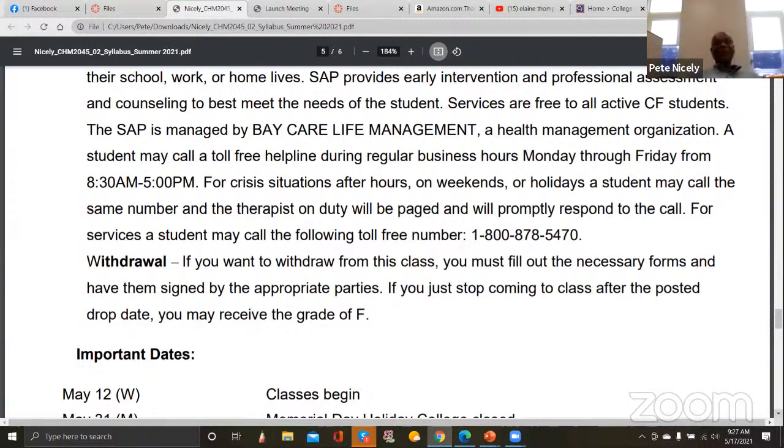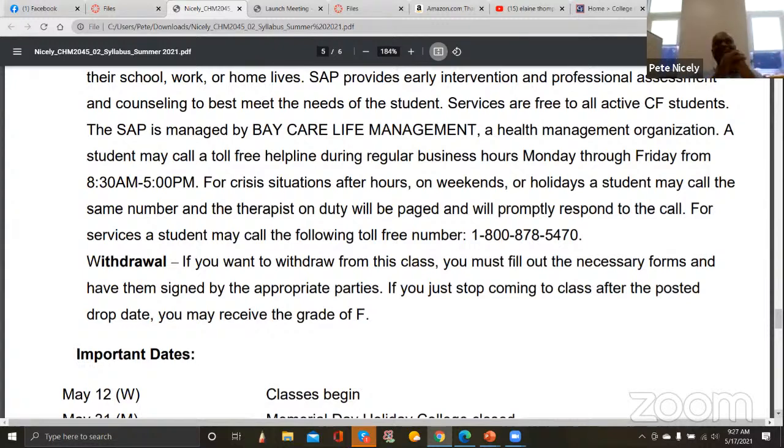So if you have to withdraw from this class, and let me just say this, I hope nobody withdraws from this class. I want everybody to succeed. I want everybody to be here at the end of the semester. And if you need any help, please see me. You can contact me via Skype or you can email me and I'll do everything I can to help you to succeed in this class.